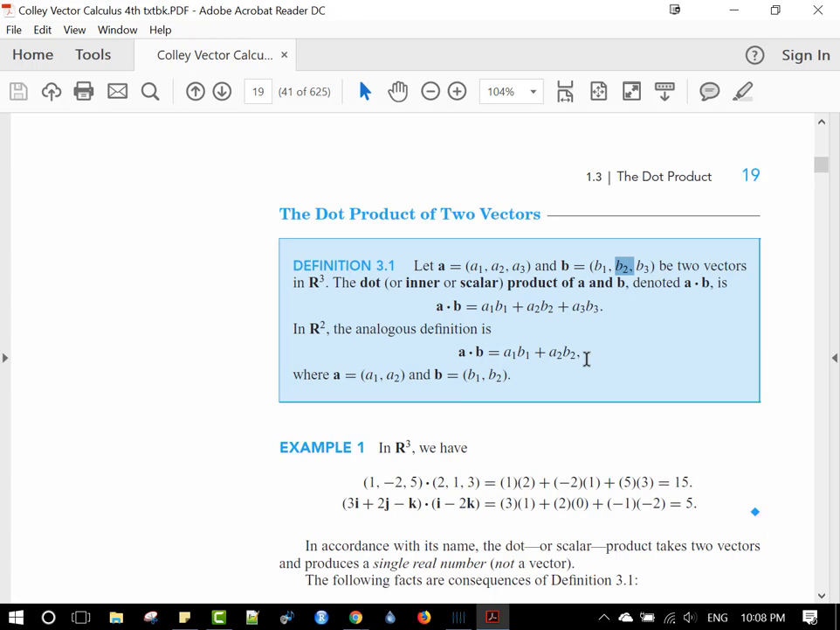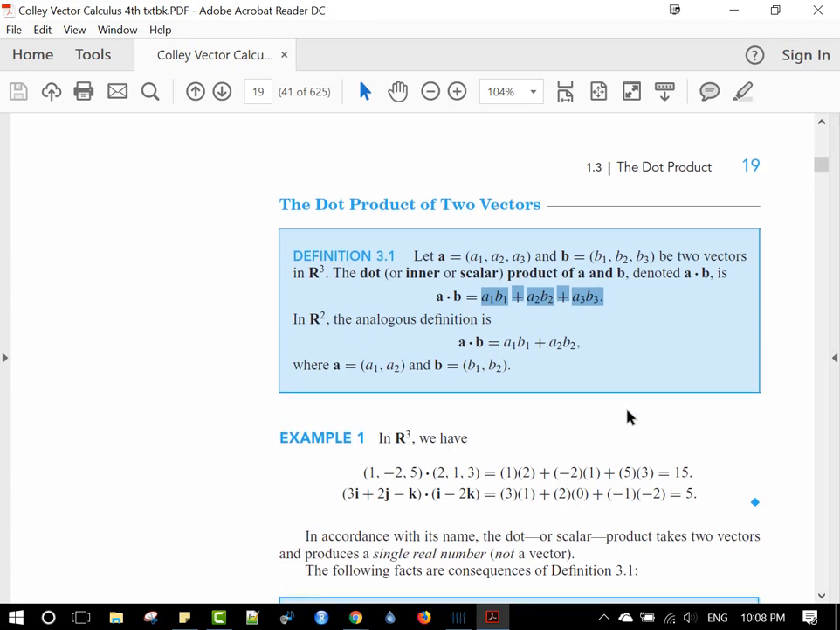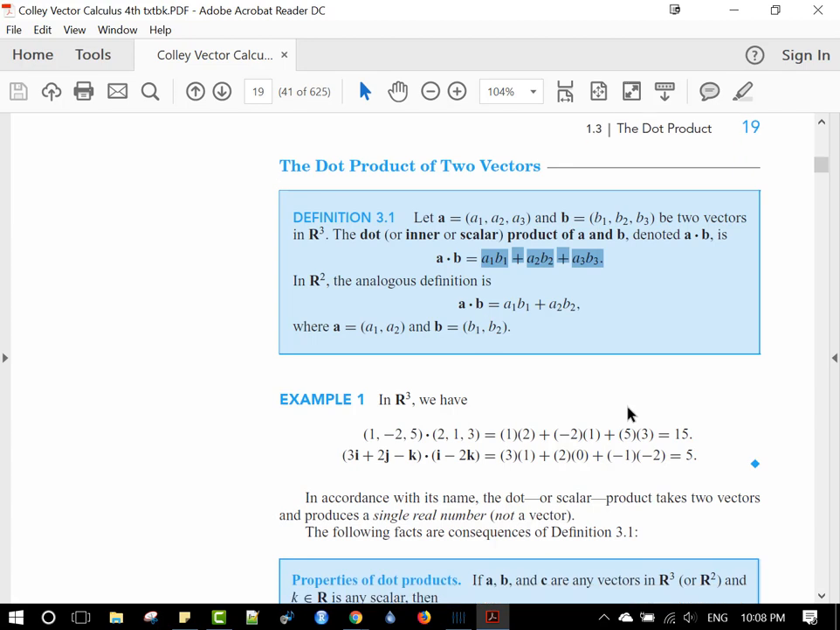Okay, now one thing to notice is that the dot product is between 2 vectors, so it's a vector on the left of the dot and a vector on the right of the dot, but the answer is not a vector. Right? This is not a vector, this is just a number. Right? So the dot product of 2 vectors gives you a number. So it's a very simple operation, but it turns out to be quite useful.